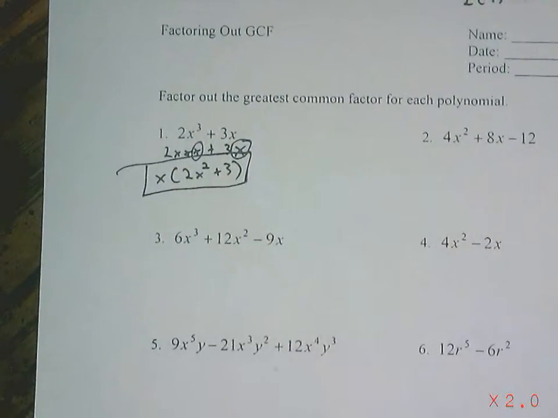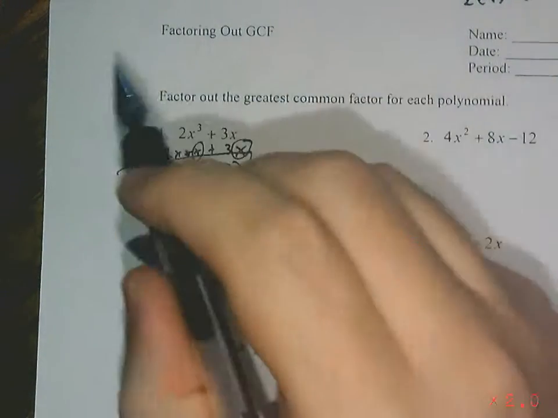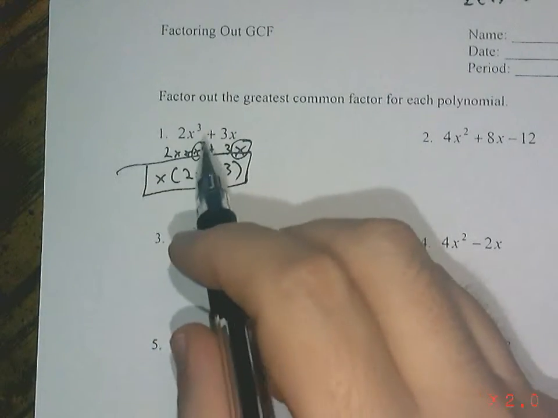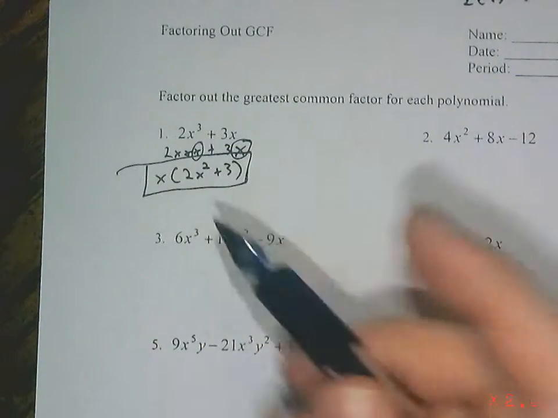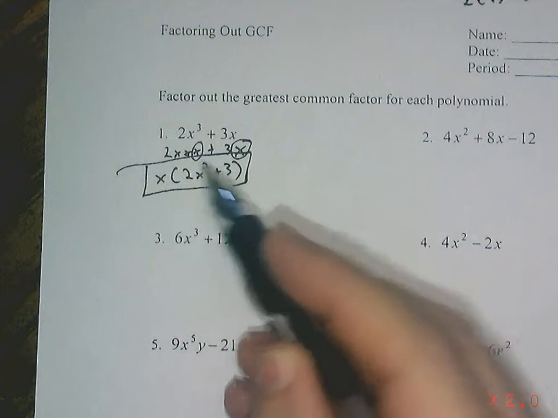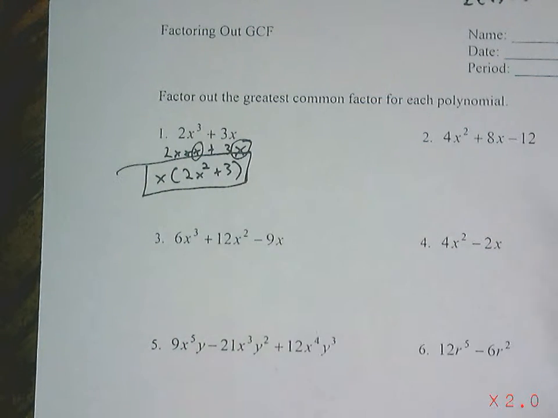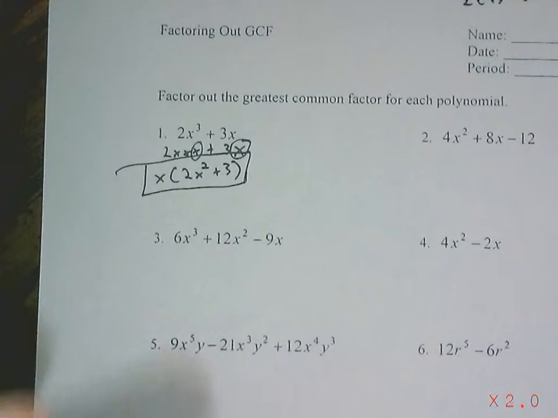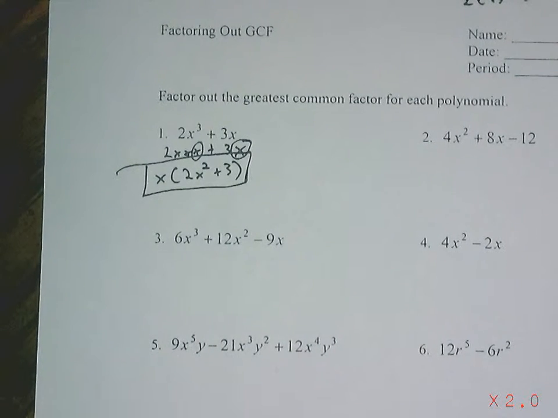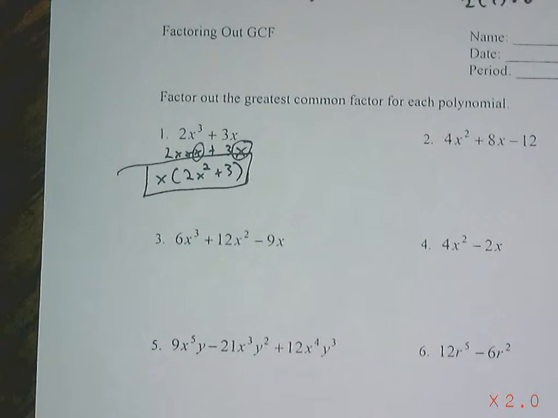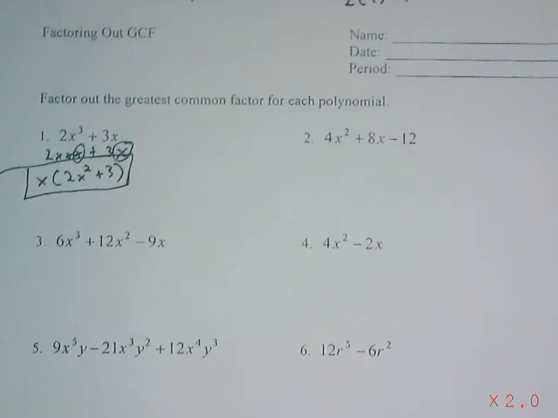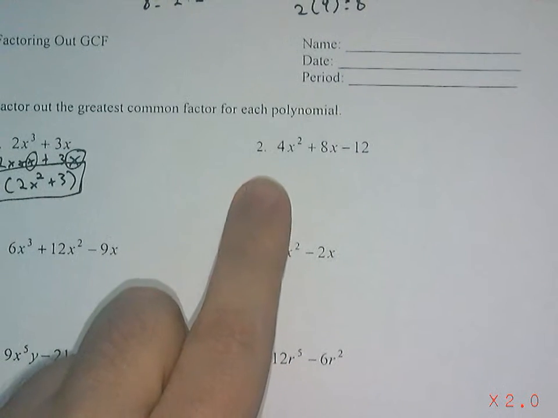That's the answer. Now, this is still the same thing as 2x to the 3rd plus 3x, right? Because if I multiply the x back through, I would get 2x to the 3rd plus 3x. Okay, so it's just another way of simplifying these problems more than they already are. Okay, let's look at another example. Let's look at number 2.